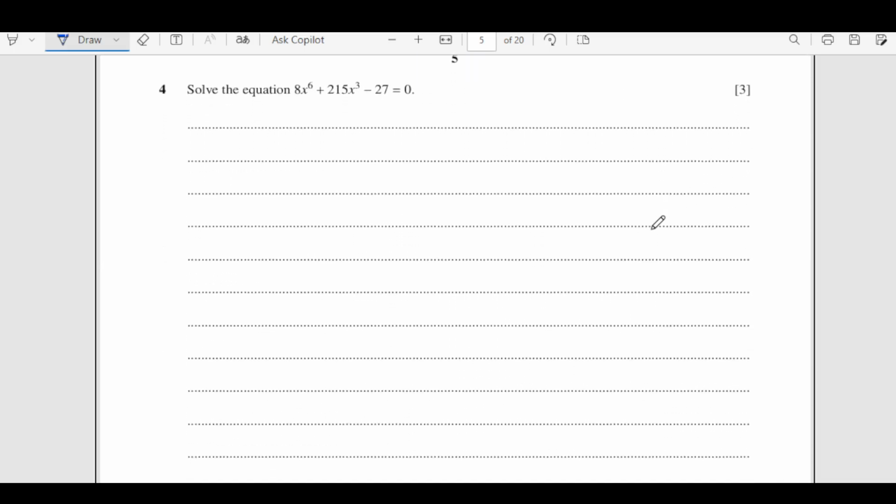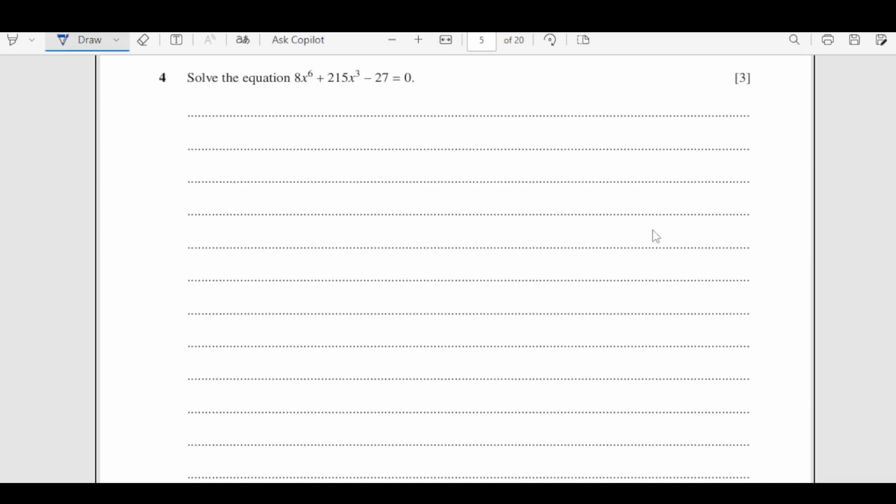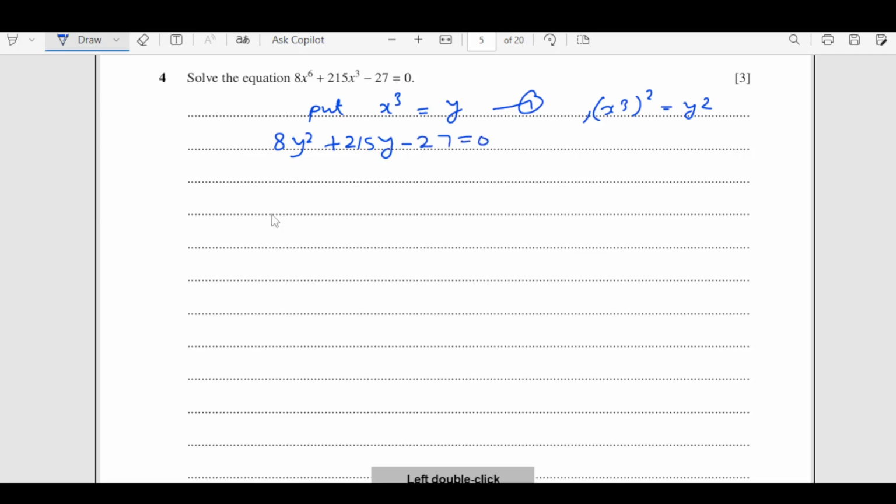Now number 4, solve the equation 8x to the power 6 plus 215x cubed minus 27 equals 0. Now this is an equation in x to the power 6. Let's say x cubed is equal to y. So if I put this, x to the power 6 will be y squared. Then this is going to be 8y squared plus 215y minus 27 equals 0. So we can use the quadratic formula to find the value of y.